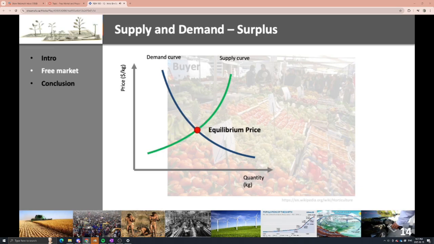So this downward adjustment of price and quantity will continue until we reach the equilibrium price, where the suppliers produce exactly the amount of tomatoes that the consumers demand at the price they are willing to pay.